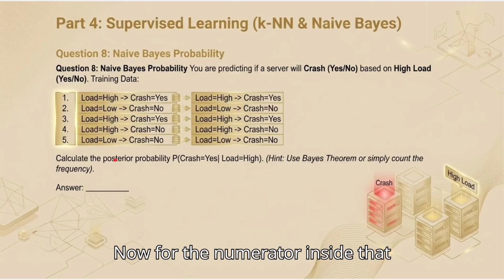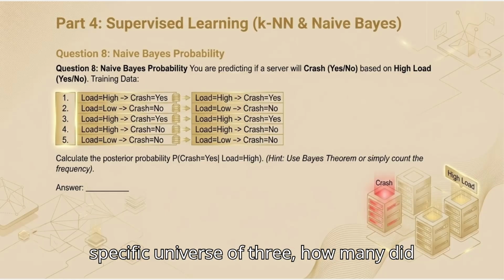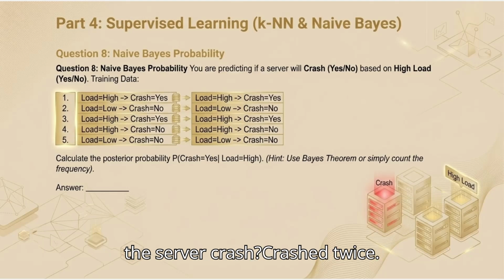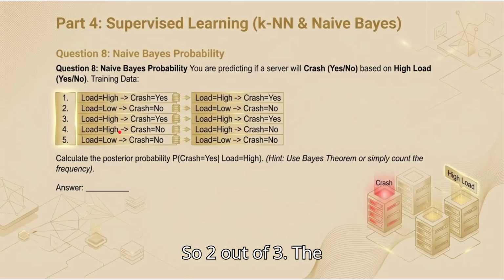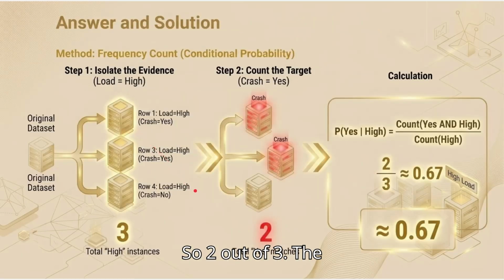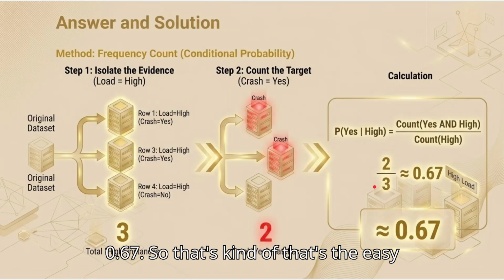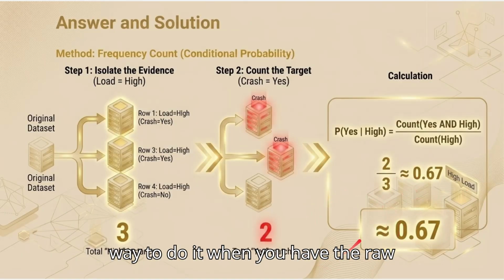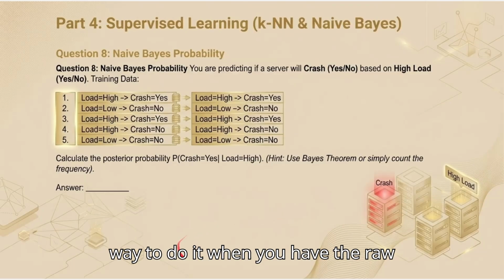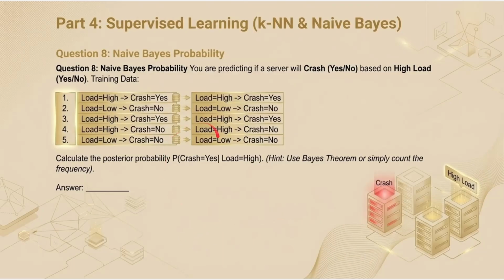There's 3 of them. This is basically our new universe. Now for the numerator, inside that specific universe of 3, how many did the server crash? Crash twice. So 2 out of 3 times, which gives us roughly 0.67. So that's the easy way to do it when you have the raw data in front of you.